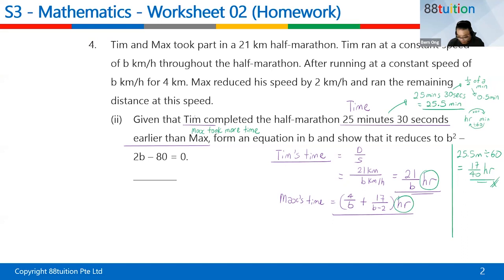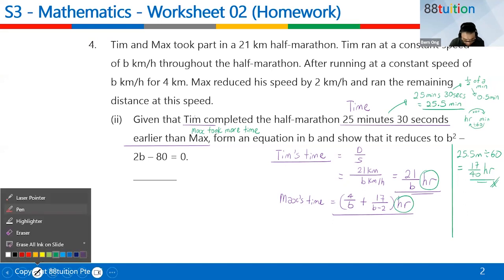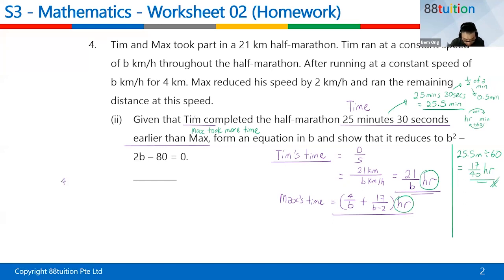He needs more time. So we have to take Max, which is 4 over b plus 17 over b minus 2. Right, Max is the slower one. Minus who? Minus Tim's time, which is 21 over b. To give you the difference of what? 17 over 40. Can you understand?